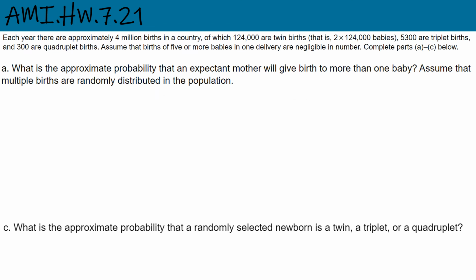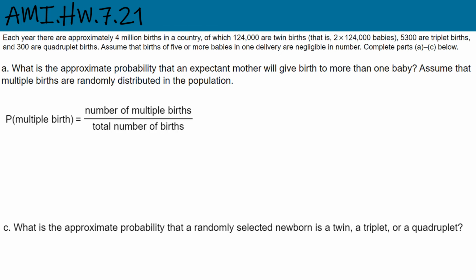Each year there are 4 million births in a country, and a lot of those births are just one baby, but occasionally you get a twin birth. So what are the odds that a mom who's pregnant is going to give birth to more than one baby? If we assume it's all random and we just assume classical probability, randomly distributed, then we say the total number of births on the bottom and the number of multiple births on top.